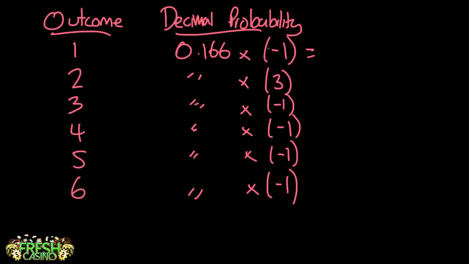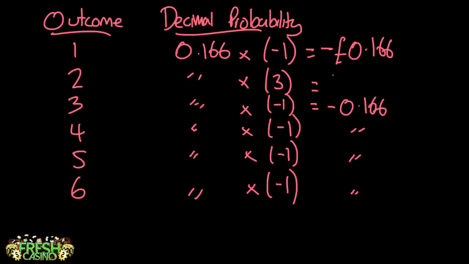So what is 0.166 times minus 1? Well, that's obviously minus £0.166. Sorry, it's all the decimals getting in my head. And obviously that's going to be the same for all of these: minus 0.166, same calculation. Whereas for 2, you do 0.166 times 3, which is a positive 0.498.